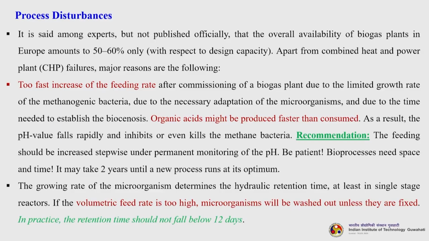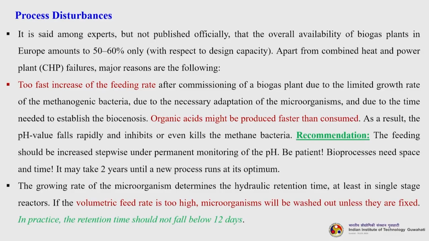So, if you do that after commissioning of a biogas plant, due to the limited growth rate of methanogenic bacteria, due to the necessary adaptation of the microorganisms and due to the time needed to establish the biosynthesis, too fast an increase of the feeding rates is not going to serve any purpose. Now, why? Organic acids might be produced faster than they are consumed. This is what we do not want, because it will inhibit the entire process. As a result, the pH value falls rapidly and inhibits or even kills the methanogenic bacteria.